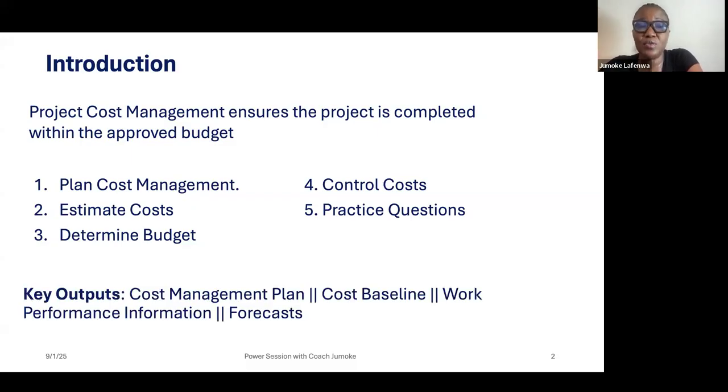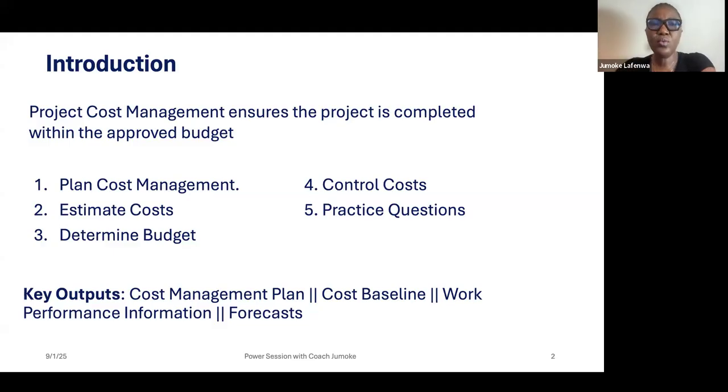The key output of this will be cost management plan, cost baseline, work performance information, and your ability to forecast. So forecast comes in when, let's say your project duration is 6 months, and at the end of the 3rd month, you are reviewing what you did. You are comparing your planned work against the earned and then against the actual. Then you'll be able to say, okay, with where we are today, if we continue this way, this is how we'll be faring at the end of the 4th month.